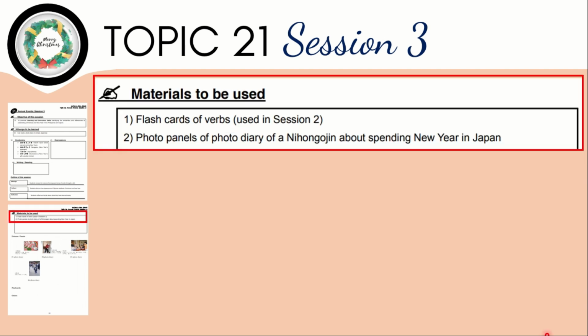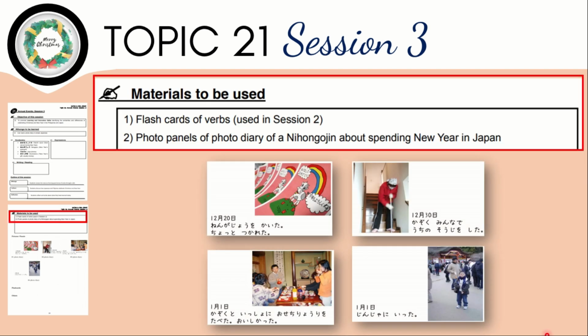And we need to prepare the following materials. We have flashcards, which was used in the previous session, session 2, photo panels of photo diary of a Nihongo Jin about spending New Year in Nihon, like this one.